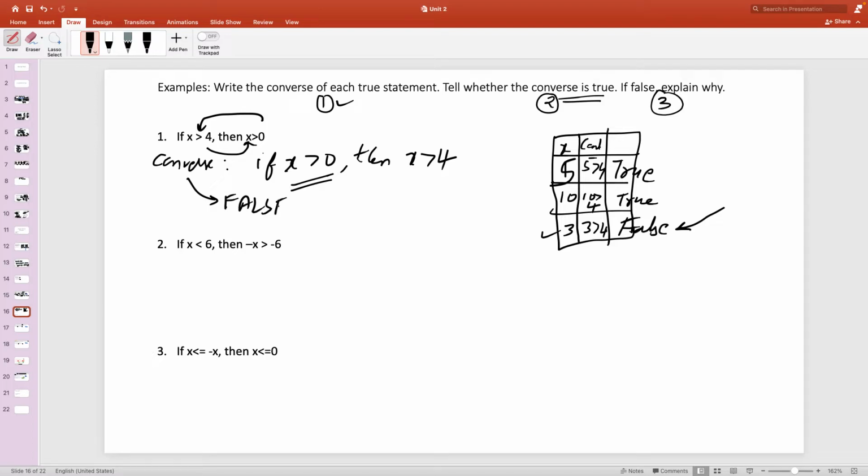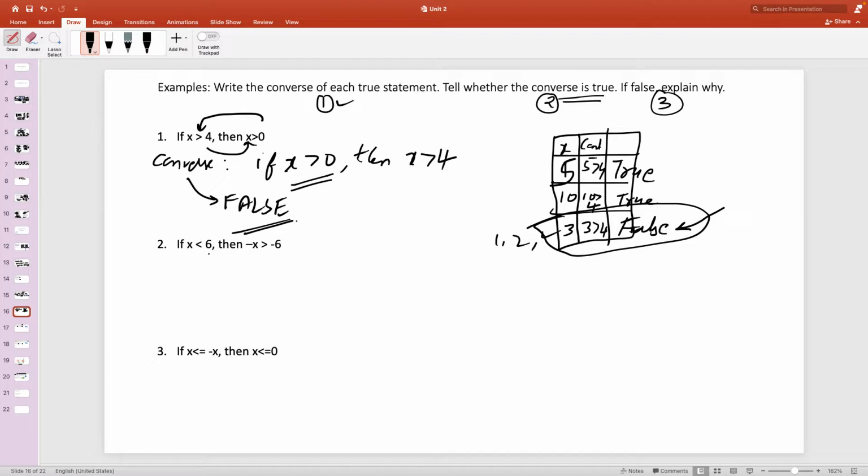Because this is not true in all situations, as we proved here, when x is equal to 3, the converse is false. And the explanation is that for the values of x equal to 1, 2, and 3, this condition is not satisfied, and hence the converse is false. Okay, so now let's look at the next one.